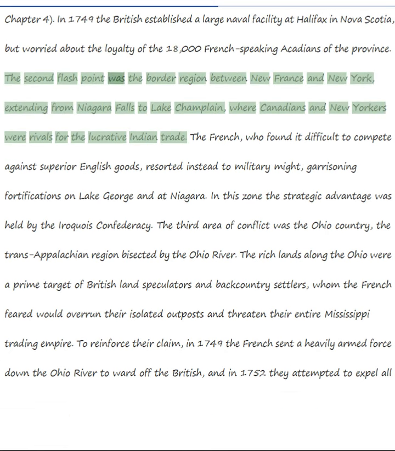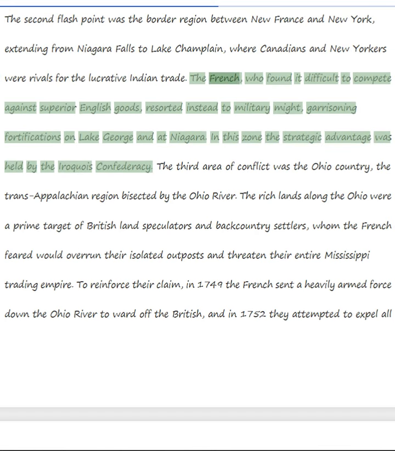The second flashpoint was the border region between New France and New York, extending from Niagara Falls to Lake Champlain, where Canadians and New Yorkers were rivals for the lucrative Indian trade. The French, who found it difficult to compete against superior English goods, resorted instead to military might, garrisoning fortifications on Lake George and at Niagara. In this zone, the strategic advantage was held by the Iroquois Confederacy.